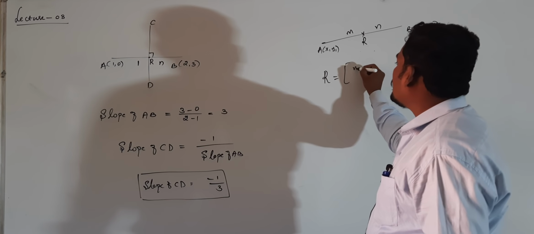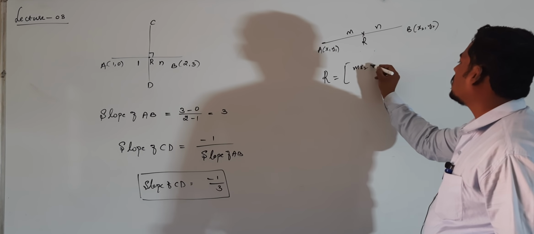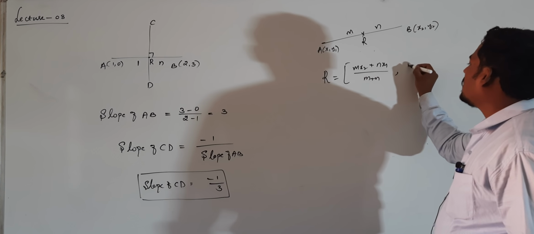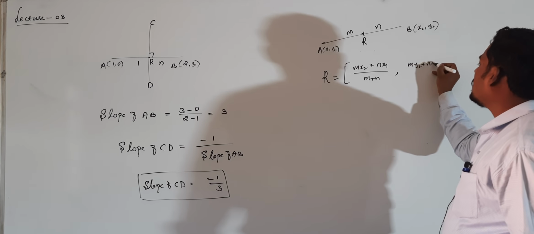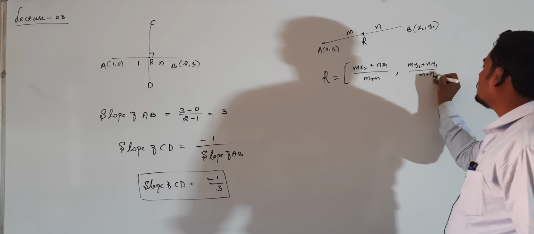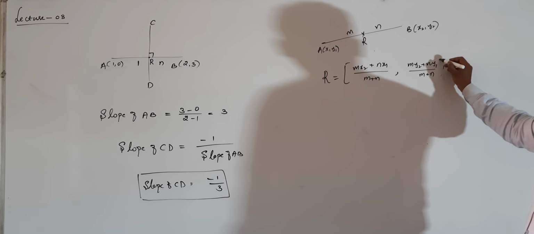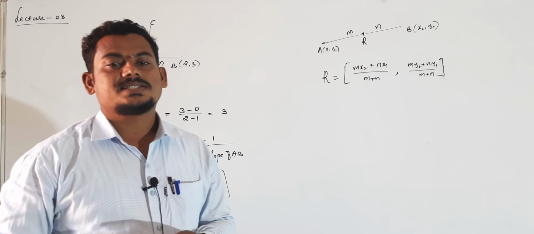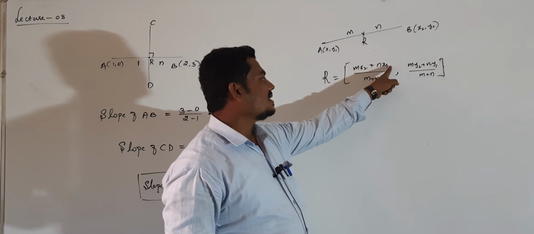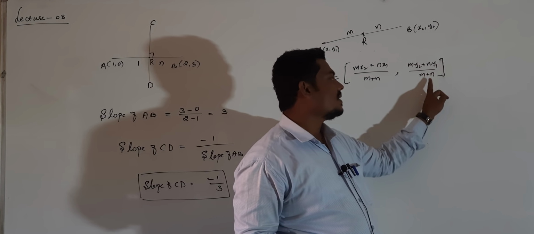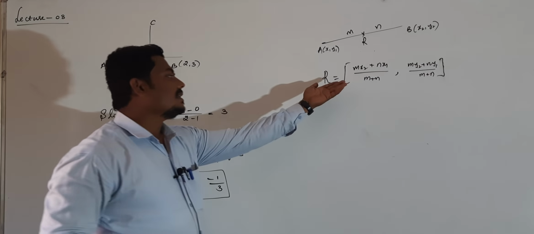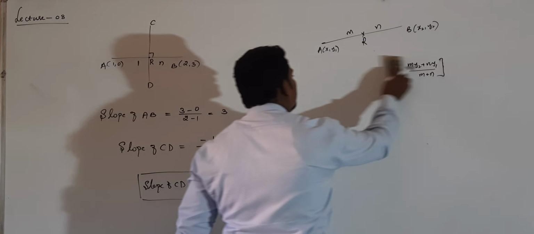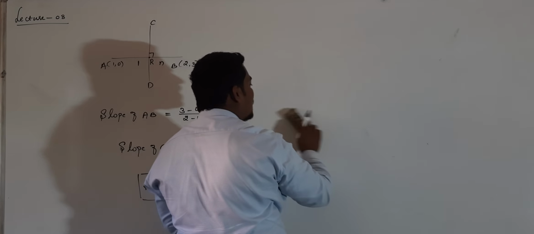Coordinates of R is equal to (mx2 plus nx1) divided by (m plus n), and similarly the y coordinate is (my2 plus ny1) divided by (m plus n). If a point divides the line joining two given points, then its coordinates are (mx2 plus nx1) divided by (m plus n) and (my2 plus ny1) divided by (m plus n). Apply this formula here for finding the coordinates of R. Already you know the section formula for internal division.